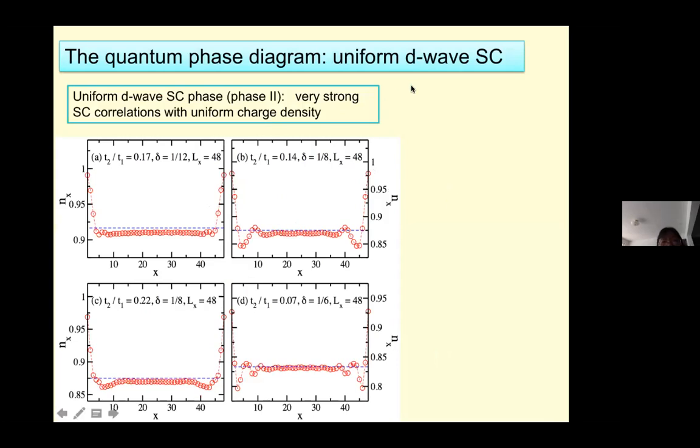Now we move on to the uniform phase. Just showing you different parameters, we always have very uniform charge density in the bulk.